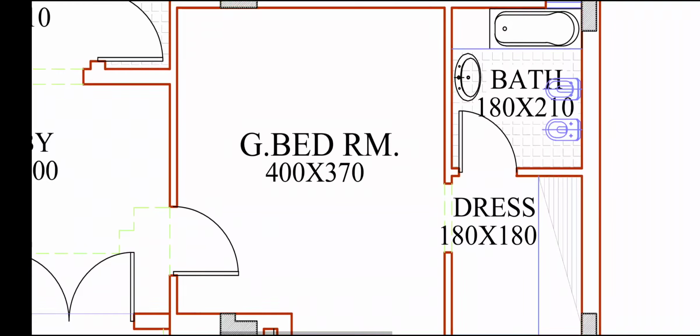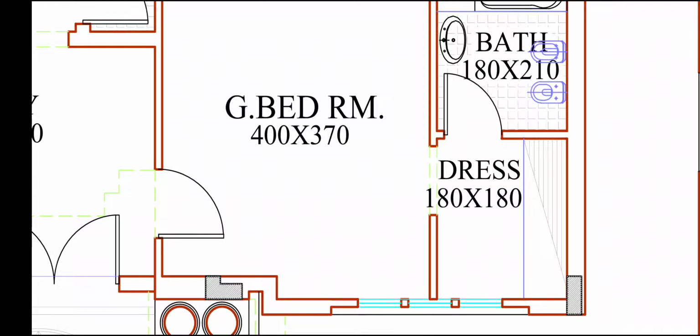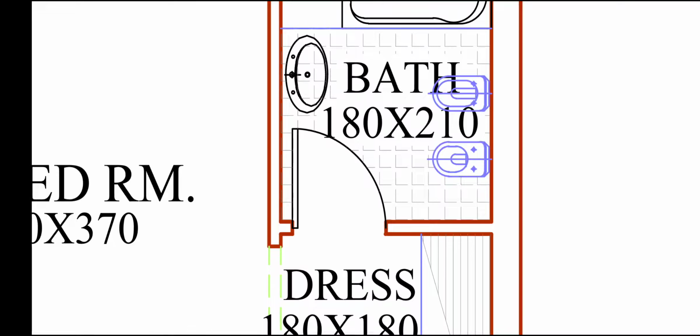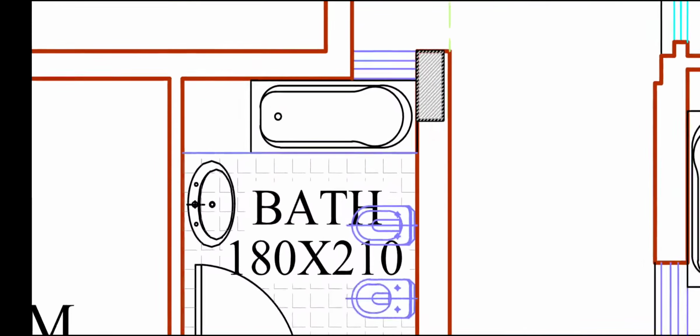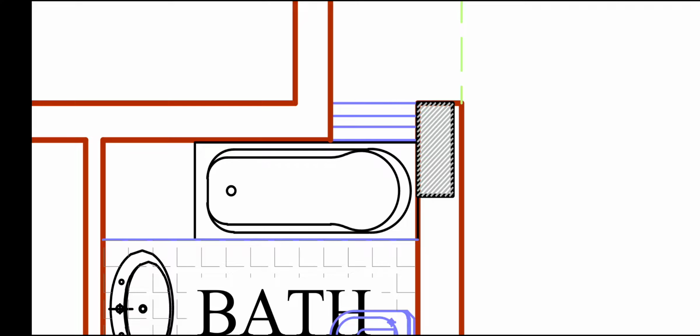This is our guest bedroom, 400 by 370 centimeters, and this is our wonderful window frame, and this dress area 180 by 180. This bathroom is 180 by 210, and this window on the shower tray side is for ventilation. This is the staircase, and here also an entrance for the dining. This is the staircase design going to the first floor.